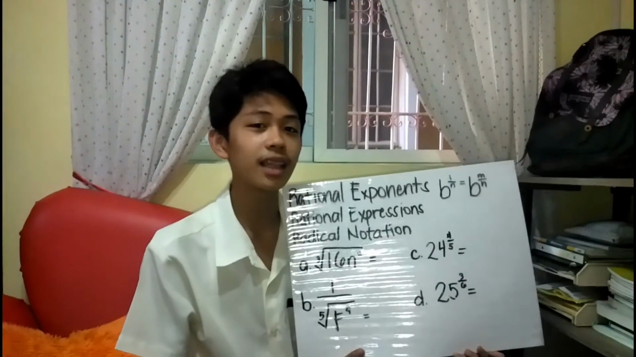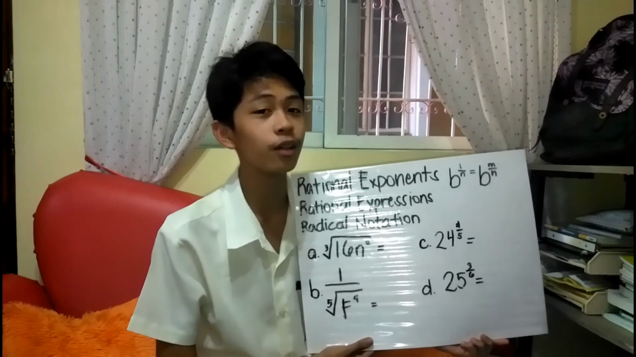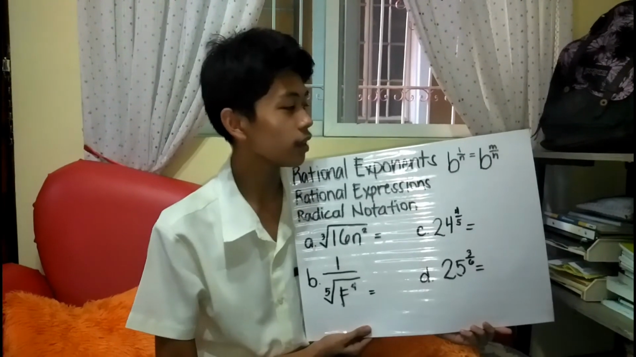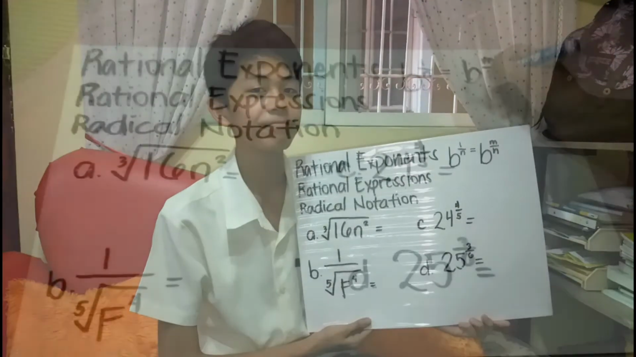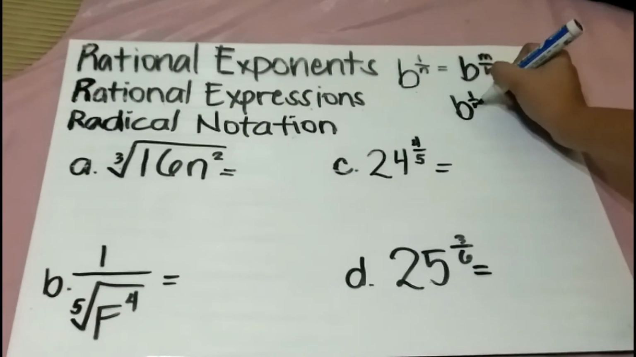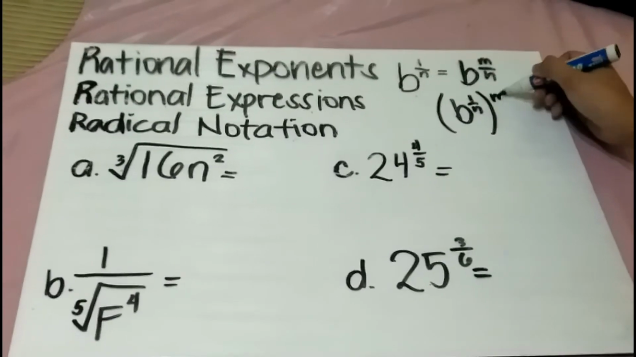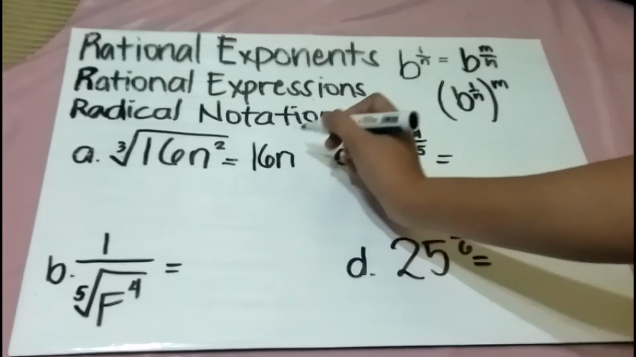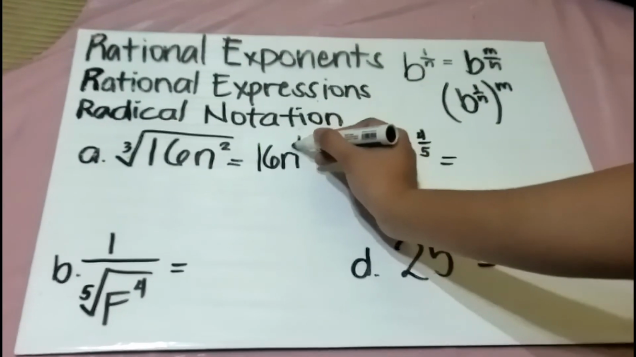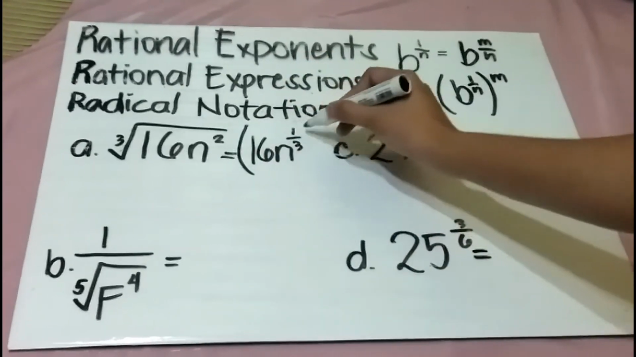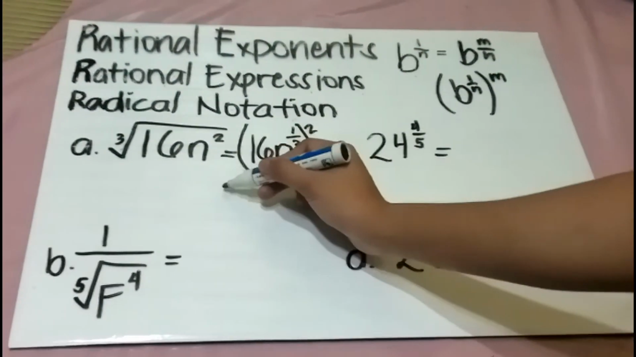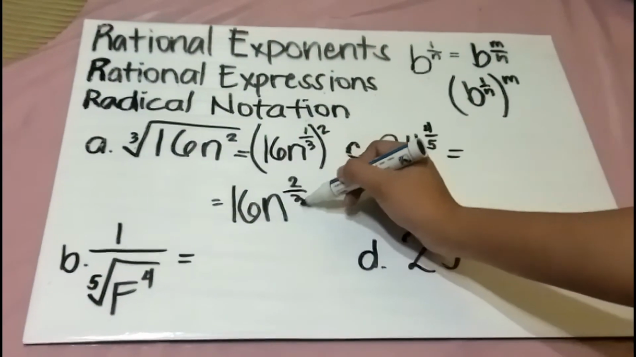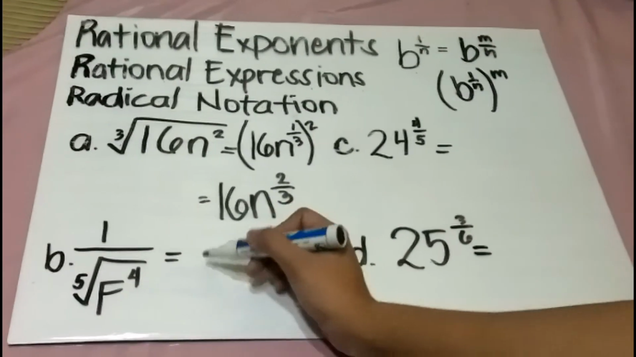Now, let's try a more difficult example where we can extend the definition of b raised to 1 over n, where the rational expression has a numerator other than 1, namely b raised to 1 over n is also equal to b raised to m over n. The first step will be writing 16n raised to 1 over 3 inside the parentheses. Then, raising it to 2. We multiply 1 over 3 by 2, which will be equal to 16n raised to 2 over 3.